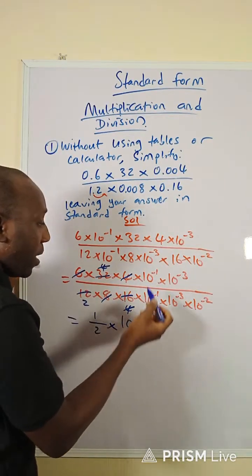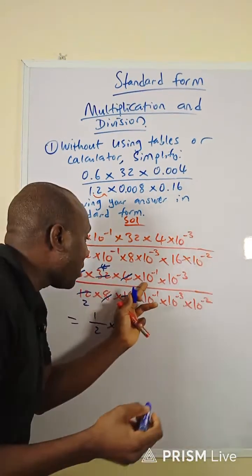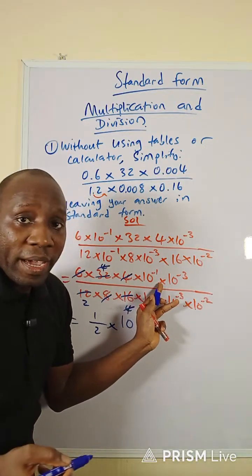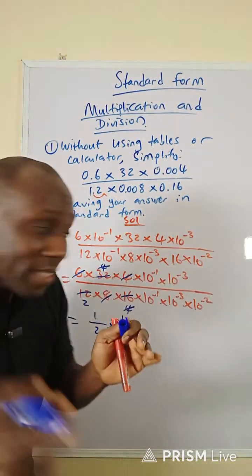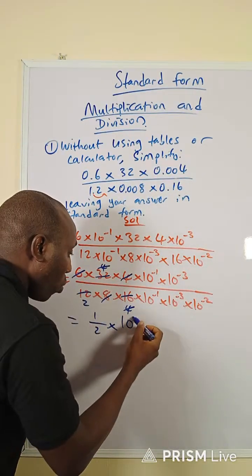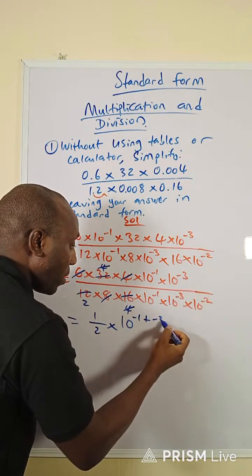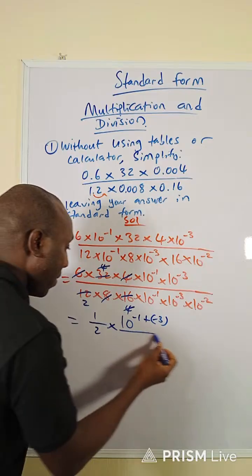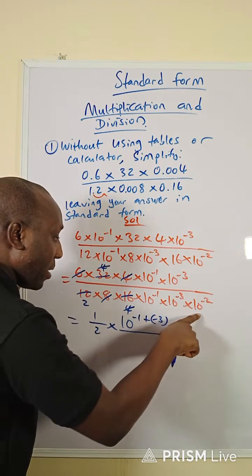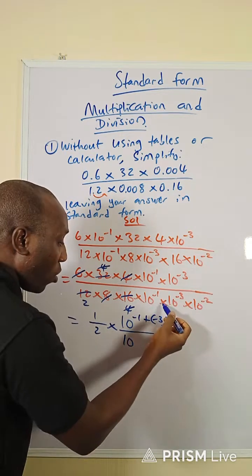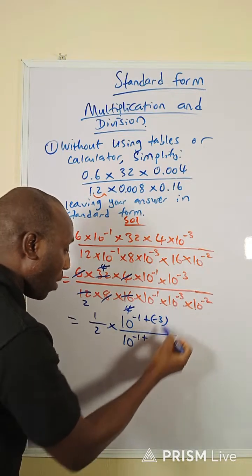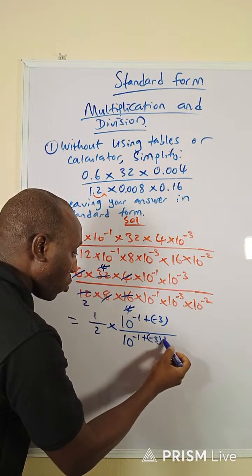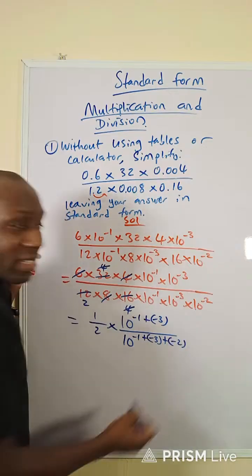If I use the law of indices, they have the same base, 10, and we are multiplying. Like we know about the law of indices, you add the exponents. So this will be minus 1 plus negative 3. We are adding the exponents. Again, we are going to add the exponents, so that would be minus 1 plus minus 3 plus minus 2. Are you seeing that?